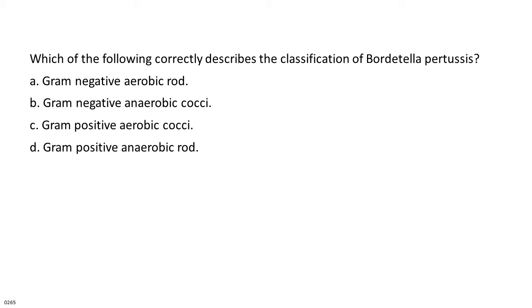Which of the following correctly describes the classification of Bordetella pertussis? A. Gram-negative aerobic rod. B. Gram-negative anaerobic cocci. C. Gram-positive aerobic cocci. D. Gram-positive anaerobic rod.